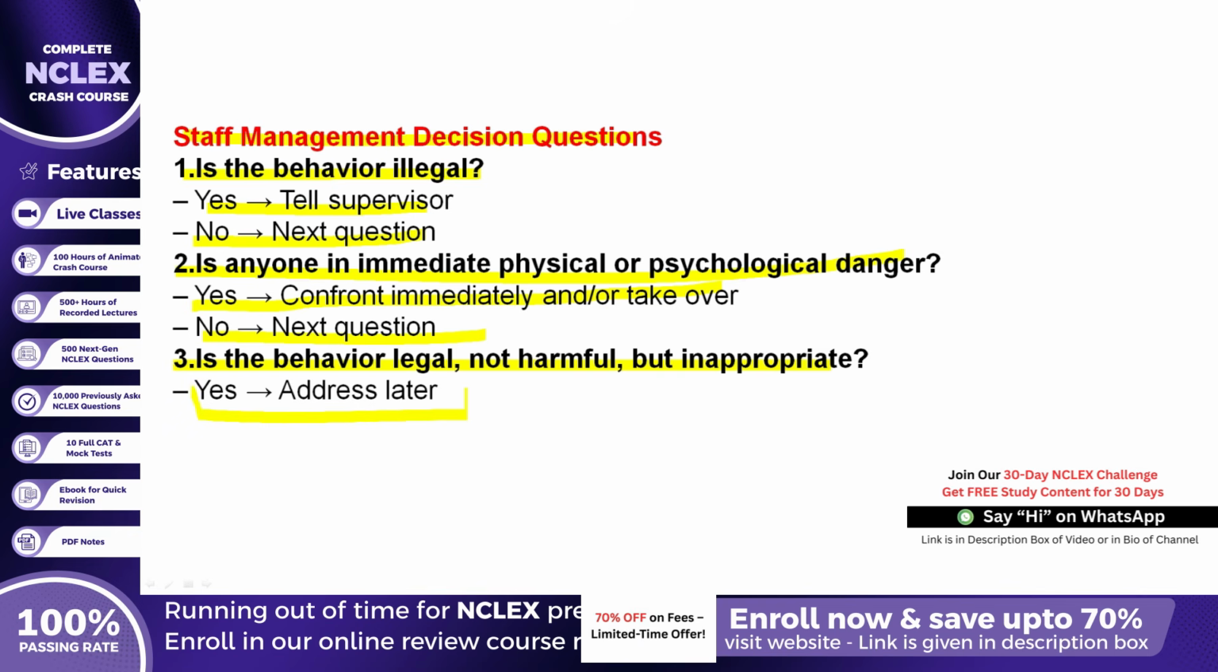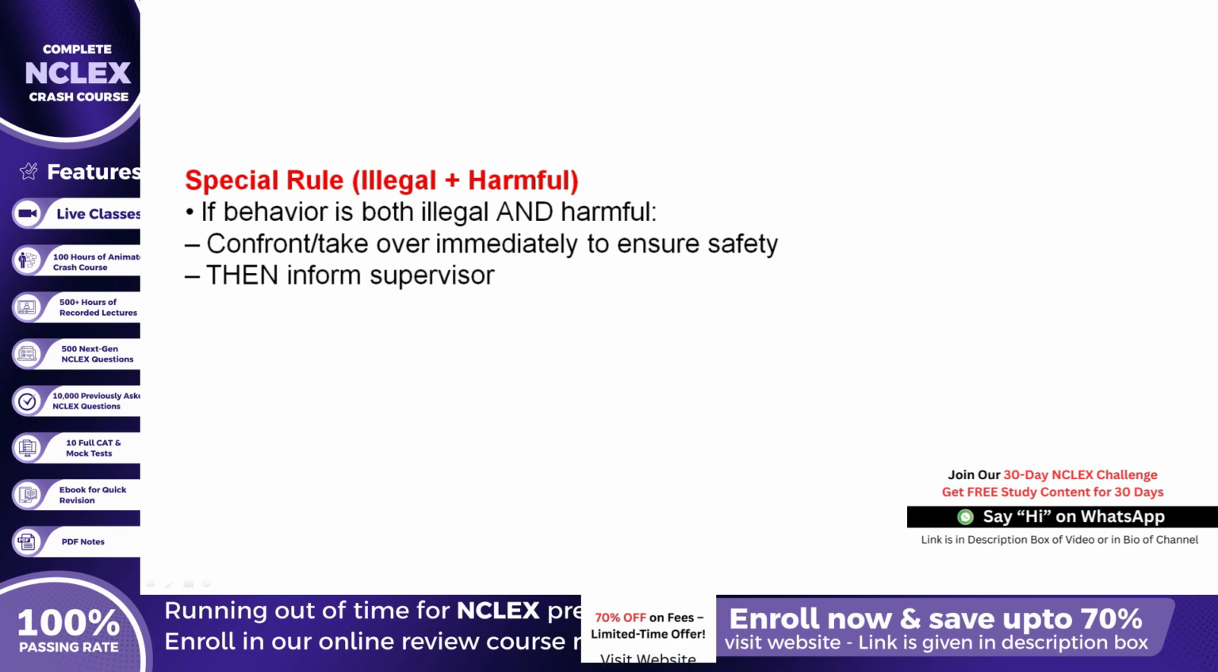To conclude this section, we highlight a special rule for situations that are both illegal and harmful. In such cases, you must confront and take over immediately to ensure safety. Once the immediate danger is controlled, then you inform the supervisor as the next step.